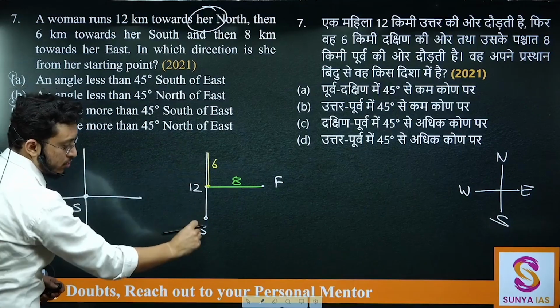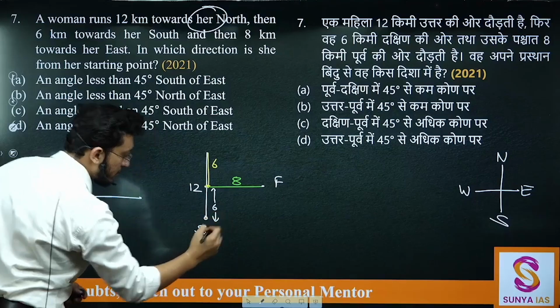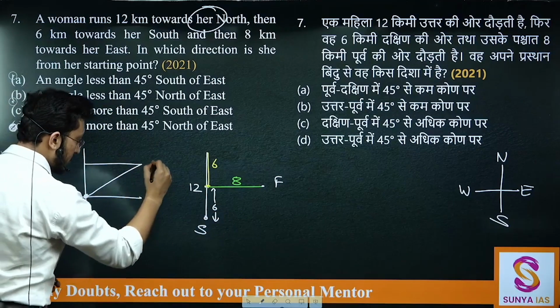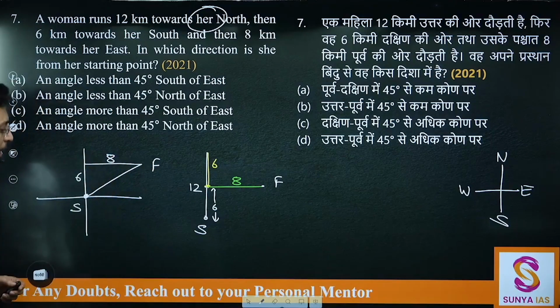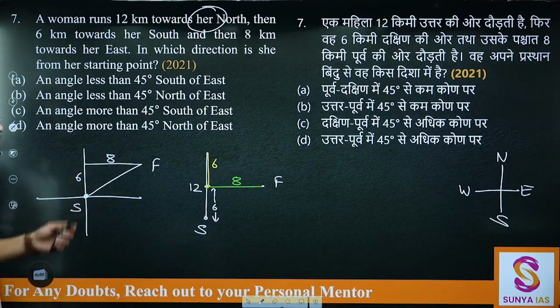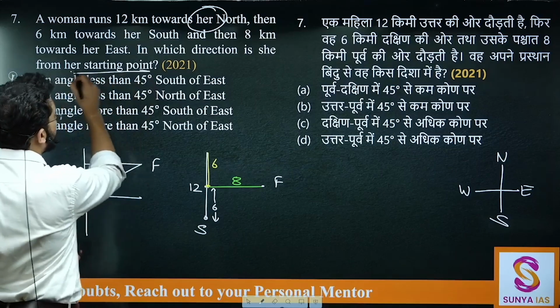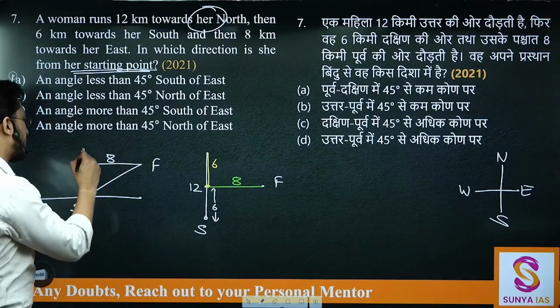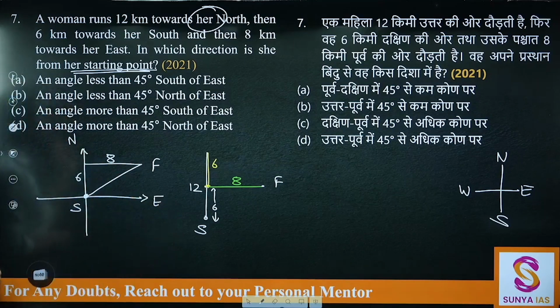This total was 12, this was 6, so can I say this distance is supposed to be 6? That means if I'm making this like this is the final point, so this is supposed to be 6, this is supposed to be 8 here. Now they are asking us the angle, in which direction is she from her starting point. So starting point से किस direction में, तो I can see that this is north, this is east, so definitely she is in northeast direction.